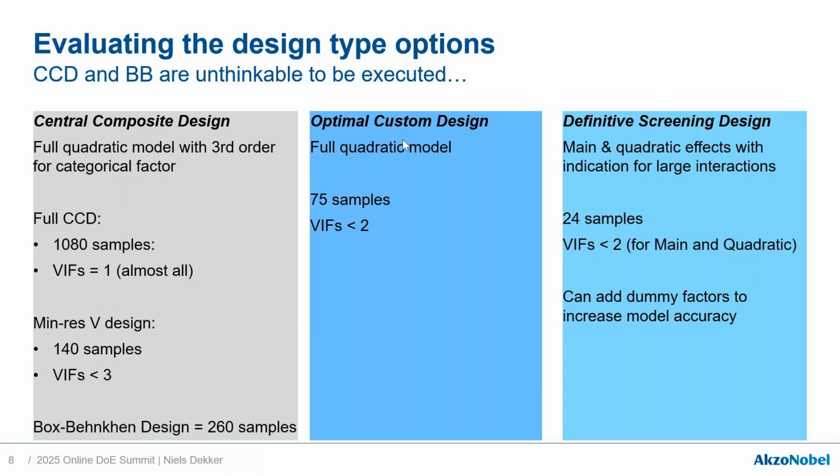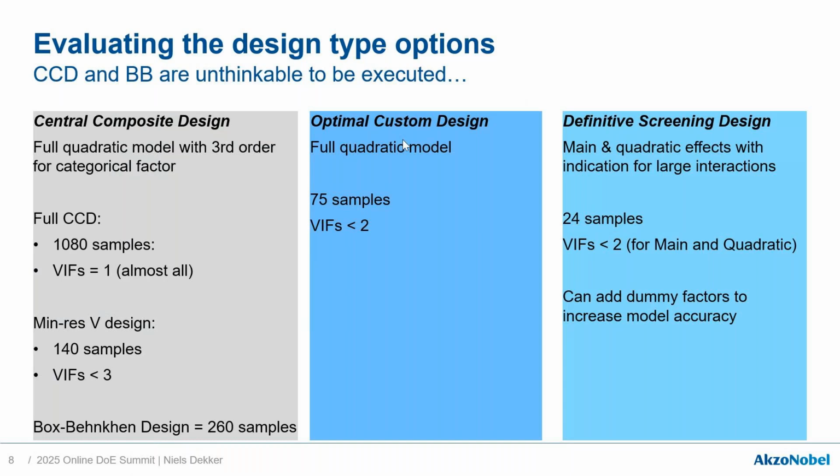And of course, the good thing about these types of designs is that the VIFs, so the orthogonality, are great. VIFs of 1, almost all. That means that all the factors in the model terms are fully orthogonal. That's great, but it's quite a lot of samples to do. You could look at the minimum resolution design that is also available for 140 samples. The VIFs are still good, because balancing VIF orthogonality for fewer samples is basic business in our industry. You could also look at the Box-Behnken design, which in this case would come to approximately 260 samples.